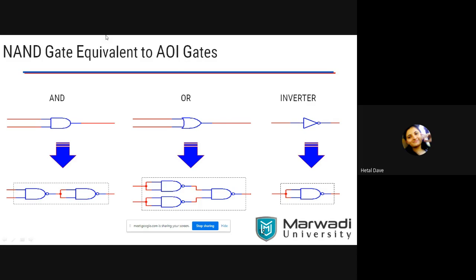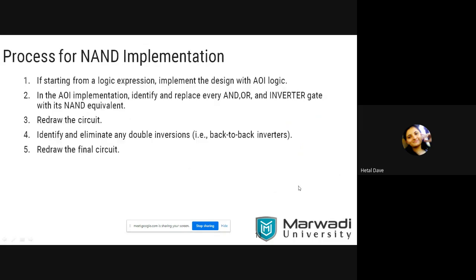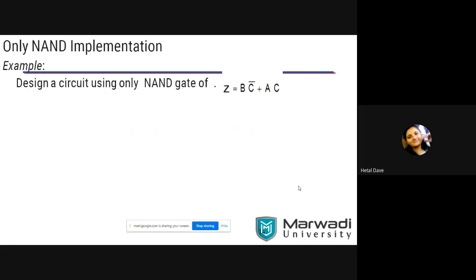Now what will you do? We have already seen the AND gate equivalent to NAND gates, where all NAND gates are used. This circuit and the NAND gate are both equal. Then the OR gate circuit using NAND gates, and the inverter circuit using NAND gates. Please remember all these three circuits given at the bottom part. What is our aim? We need to implement an AOI circuit using NAND gates only.